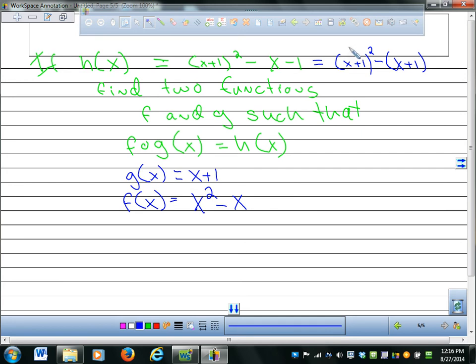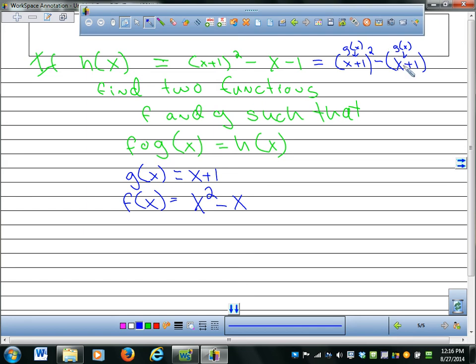Because this is g of x here, right? That's g of x, and this is g of x also. It's x plus 1. So what I'm doing is taking g of x and plugging it in here, and I would get this. And if I take g of x and plug it in here, I would get this. See? Oh, to distribute the negative? Yeah, okay, I pulled that.